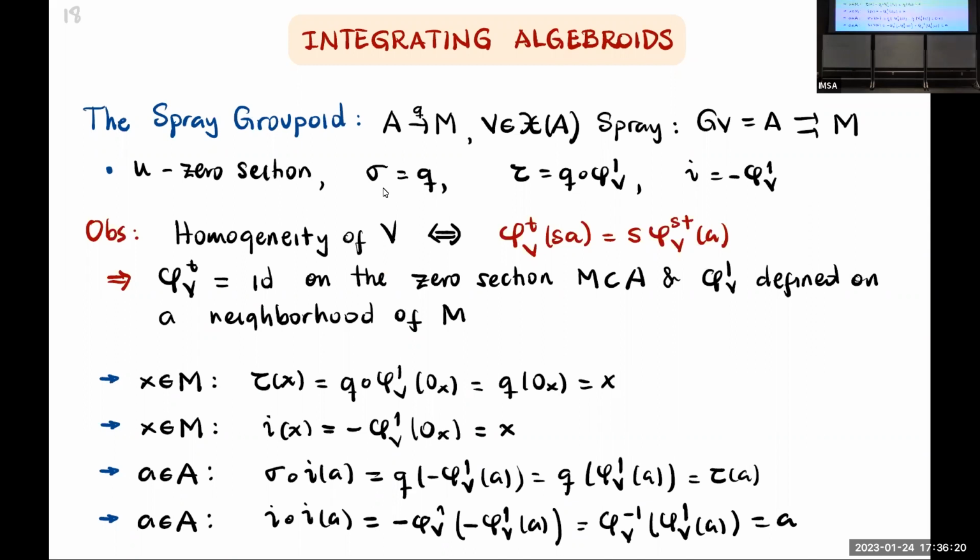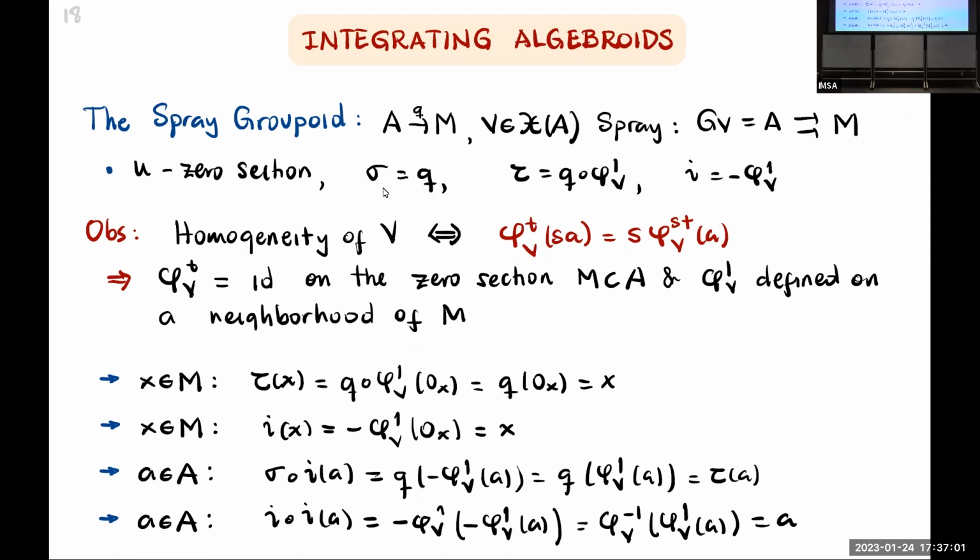So from here you get, for example, that the target tau is defined around the unit section, and also the inversion is defined around the unit section. For example, one of the axioms is to show that the target of the unit at x is x itself, and this follows just by noting that the flow is the identity on the 0 section. Okay, this first equation. And all the other axioms that I wrote there are easily deduced.